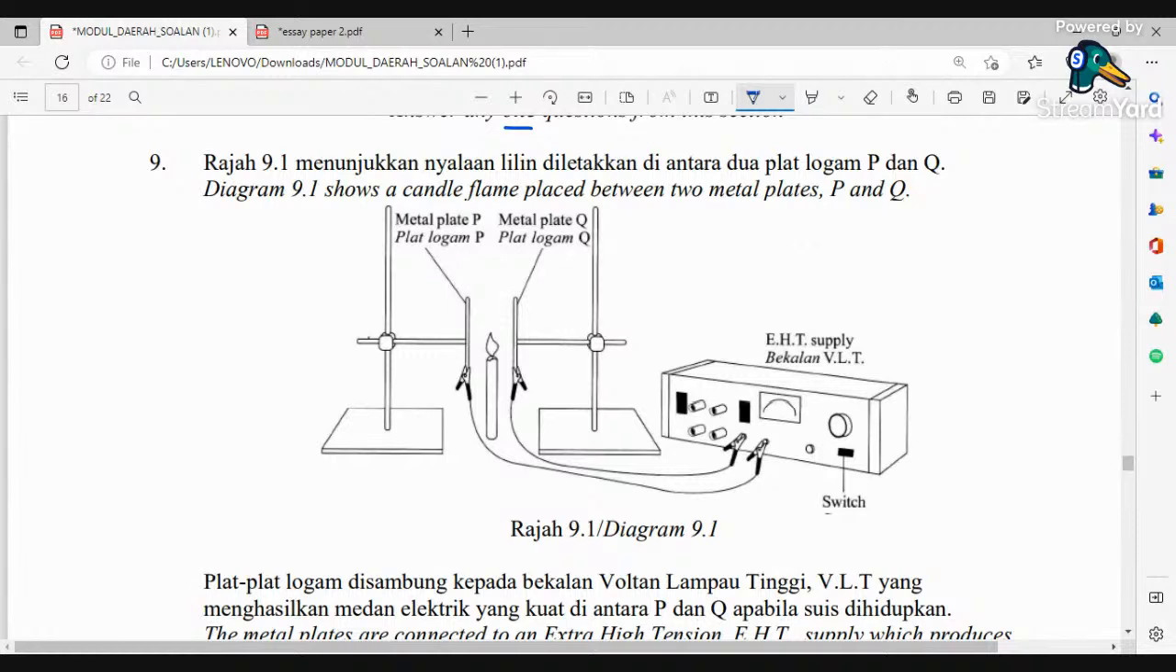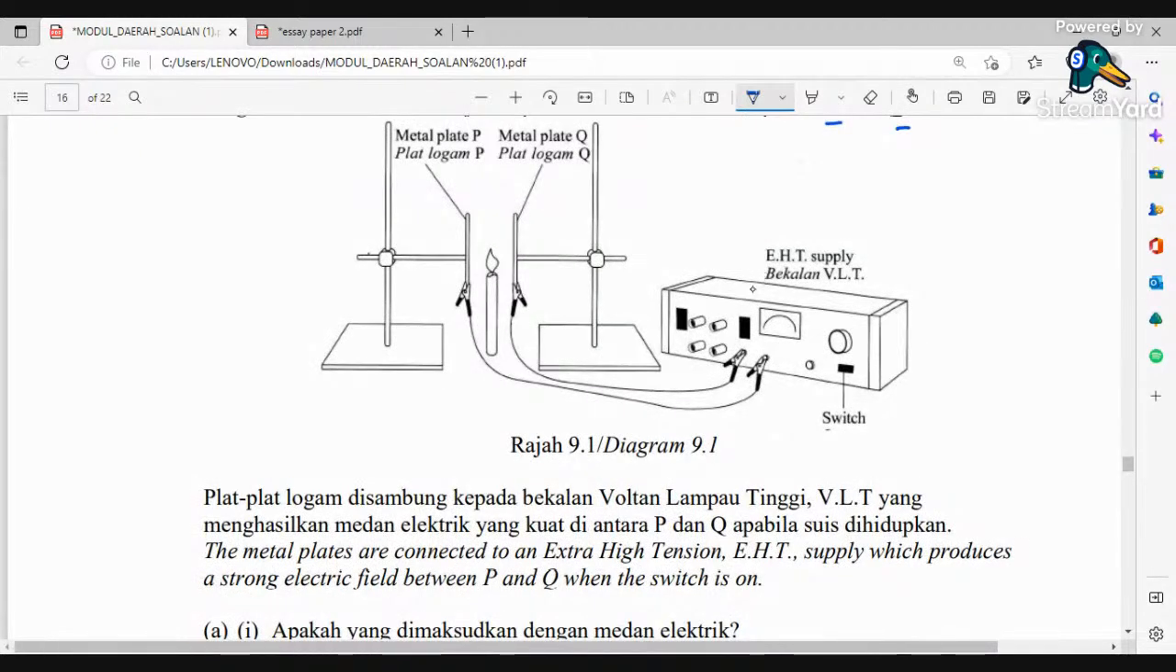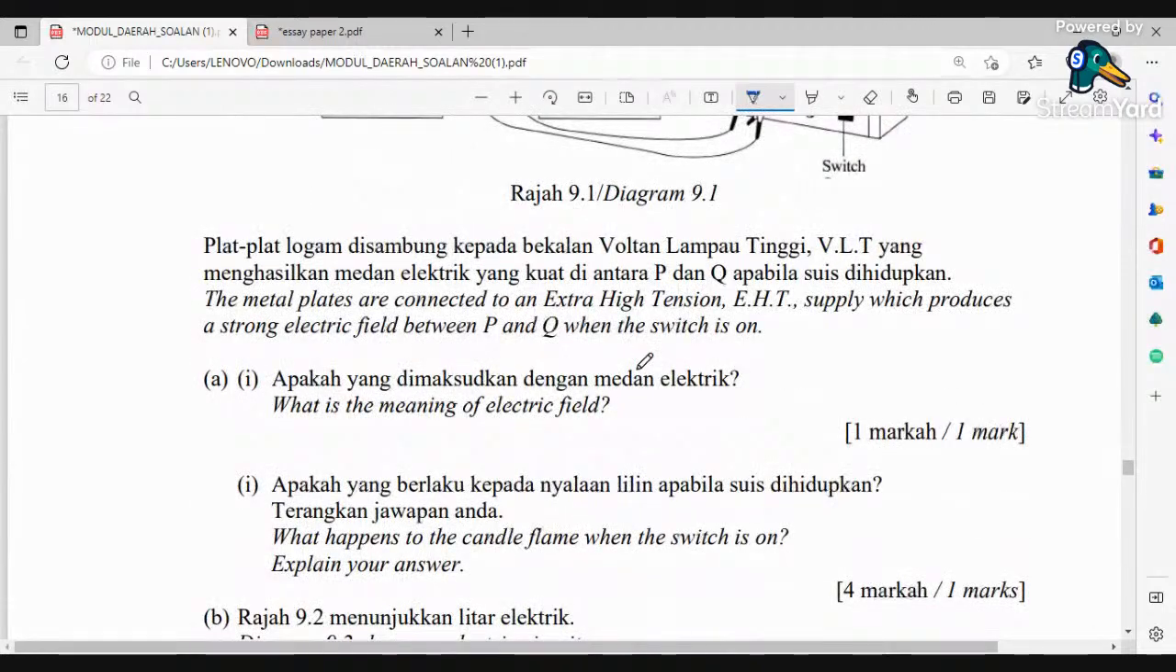Diagram 9.1 shows a candle flame placed between 2 metal plates P and Q. The metal plates are connected to EHT supply, which produces a strong electric field between P and Q. One plate is positive, one is negative. This one should be negative, so this one will be positive. It means there will be electrical potential energy across the 2 plates, which means there will be an electric field between the 2 plates. A1: what is the meaning of electric field?